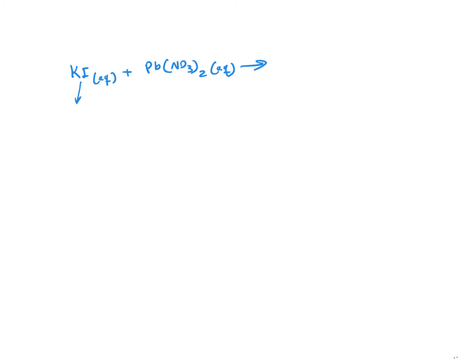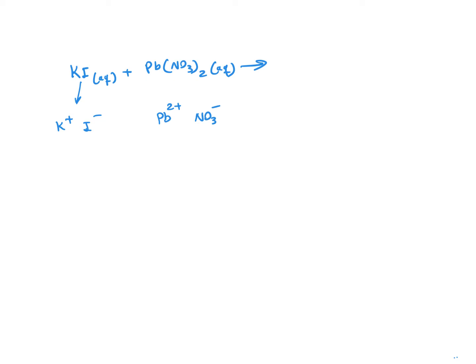First of all, you dissociate the ionic compounds that you see into their ions. Here you see K plus, I minus. Here you see Pb2 plus and NO3 minus. And I encourage you to go to the table of polyatomic ions and start learning and memorizing them, especially the ones that you see.